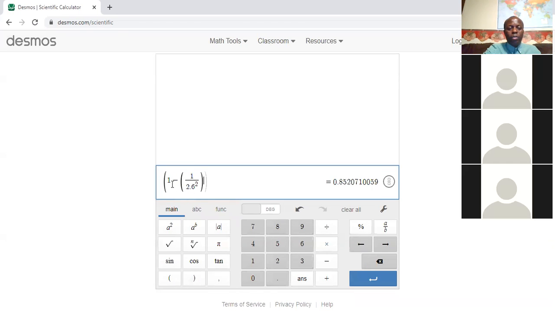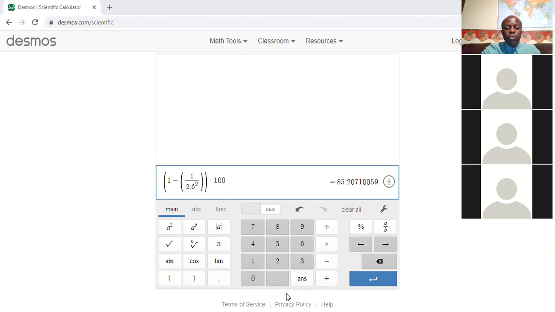Now look here. You have 2 opening parentheses, so to balance it, you have two closing parentheses. Then multiply your answer by 100. It is 85.2%. Have you seen that? Yes. You said 5.2? It says 85.2. Yeah, 85.2%.